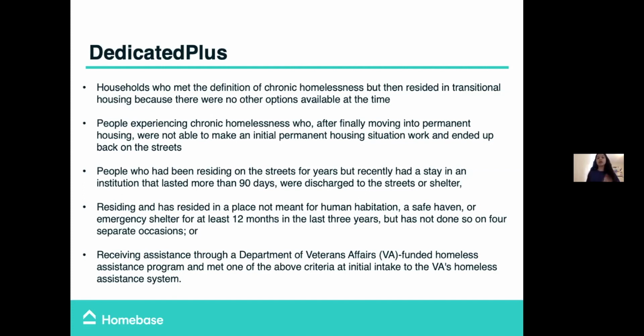Someone who was experiencing chronic homelessness and moved into permanent housing, but for some reason was unable to make that permanent housing situation work, and then they end up back on the streets. Someone who was living in streets or shelters and then stayed in an institution for more than 90 days and was then discharged to the streets or shelter. Someone who's been living on the streets or in shelter for at least 12 months in the last 3 years, but they don't meet the at least 4 separate occasions condition that you would need to qualify under chronically homeless. Or someone receiving assistance through the VA homeless assistance program that meets one of these above criteria.